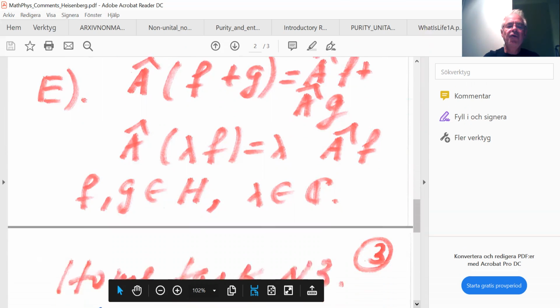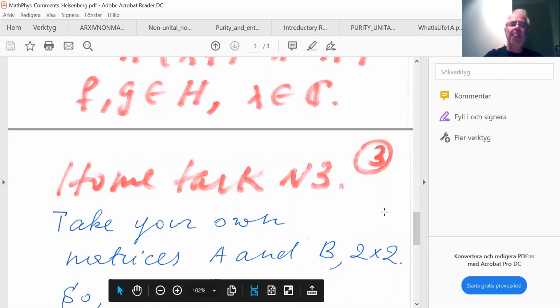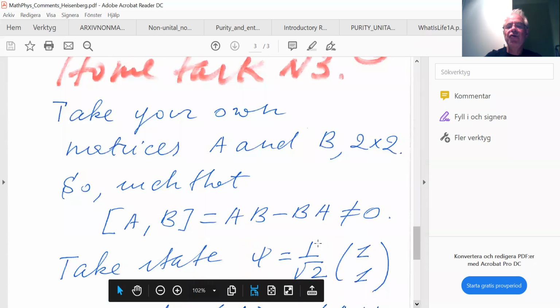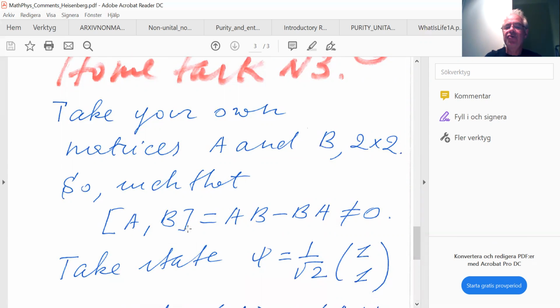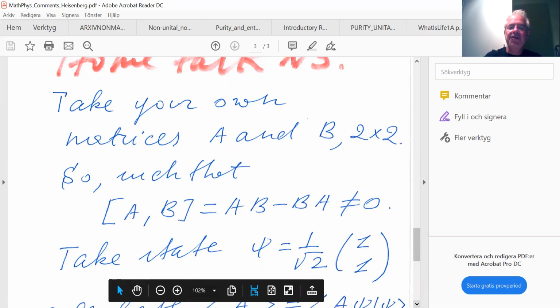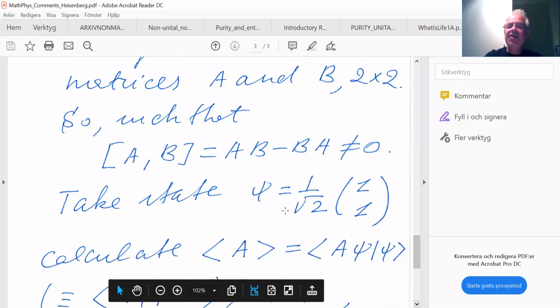Good. Now home task number 3. Please select your own matrices A and B, 2 by 2. Any two matrices which are not commuting. The commutator of A and B is not equal to 0. It means that AB is not BA. Well, it's easy to find two such matrices. Do this. Then take the states that we had in home task number 2.